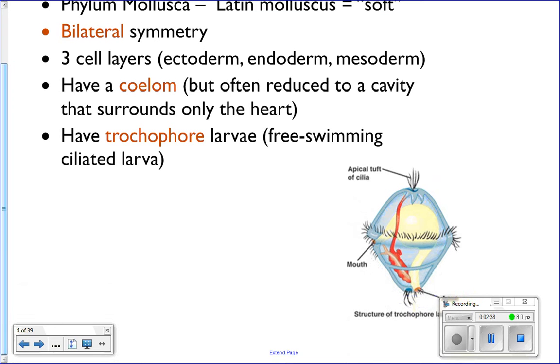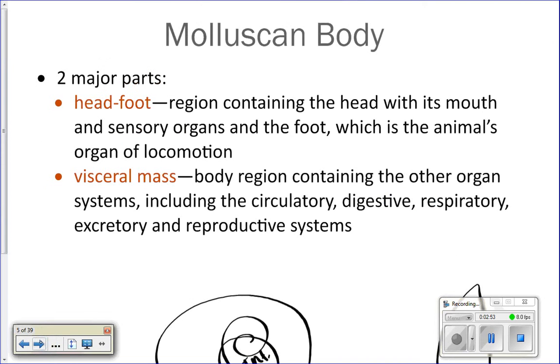So you can have clam larva and scallop larva and snail larva that will all look like that. Okay? So that's what they look like. And then that will develop into the adult.